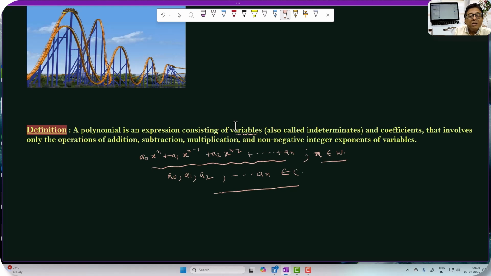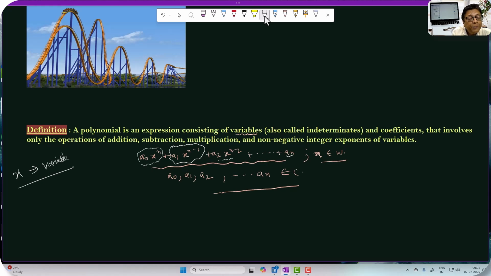Now, these are coefficients and this is going to be a term of the polynomial. a0 x to the power n is a term of the polynomial. a1 x to the power n minus 1 is a term. This is a term. So, a polynomial is made of terms. And there is a variable also. This x is the variable here. x is an indeterminate. So, x is the variable.